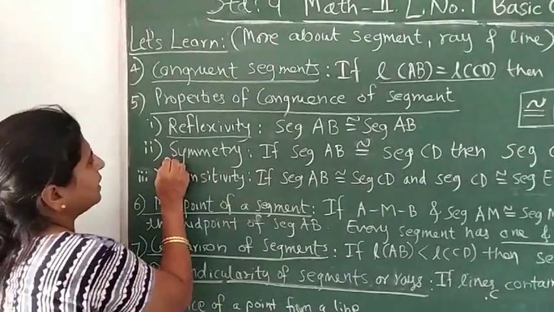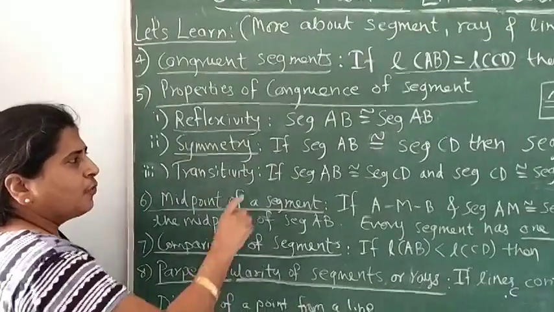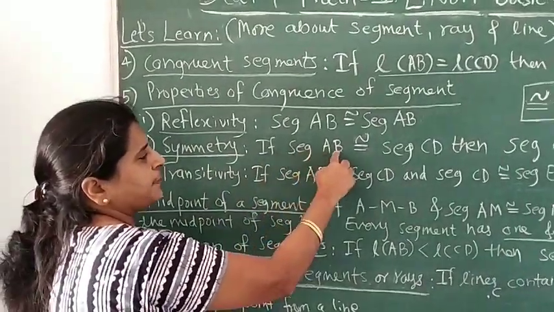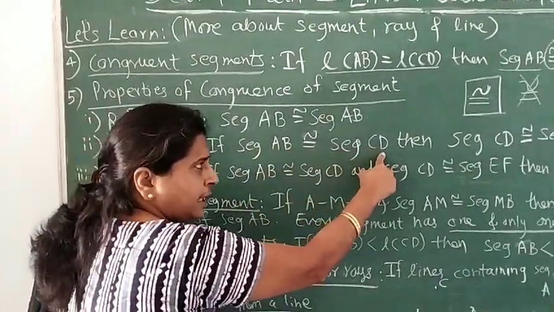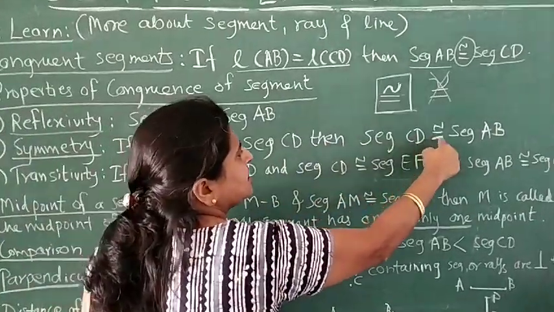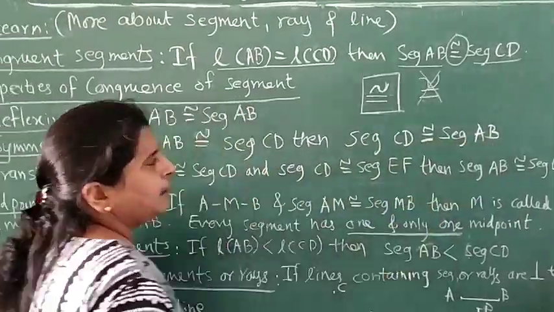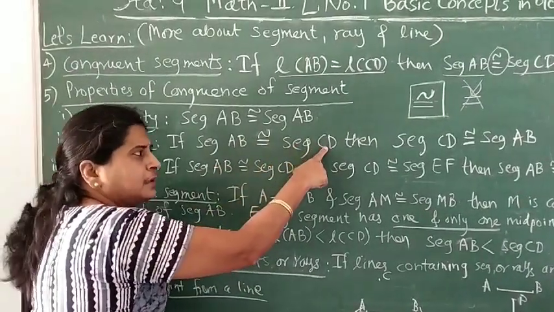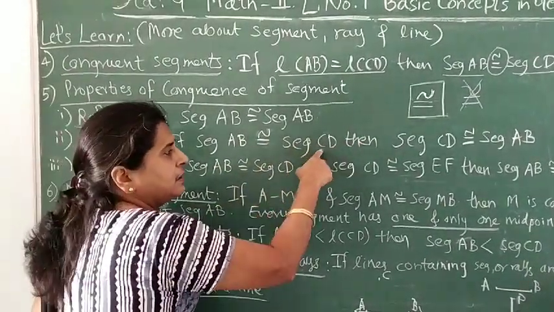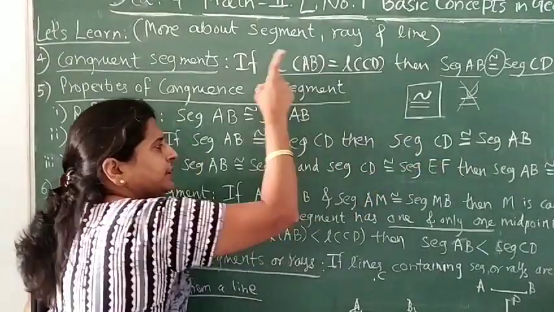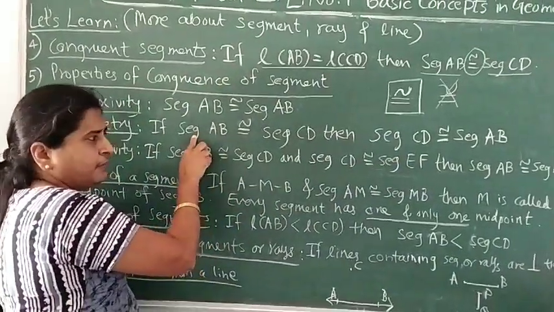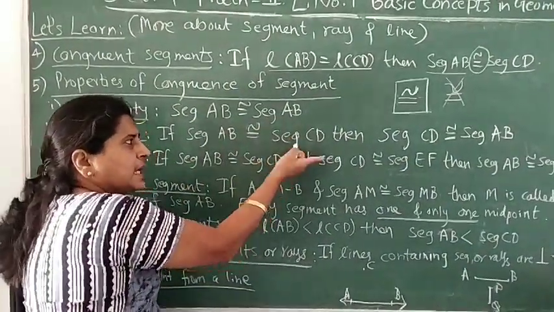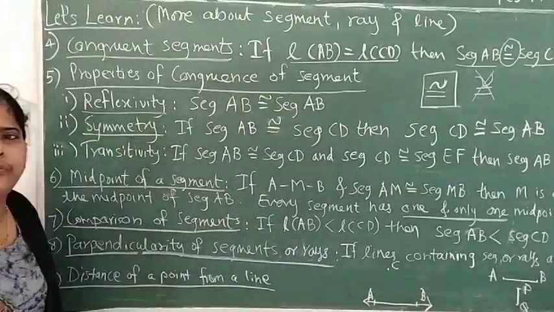What is the second? It is symmetry. What is the symmetry property? If segment AB is congruent to segment CD, then segment CD is congruent to segment AB. In words, we can say if one segment is congruent with another segment, then that other segment is congruent with the first.